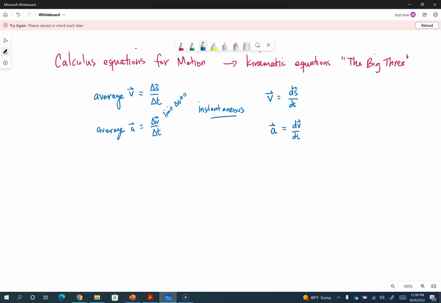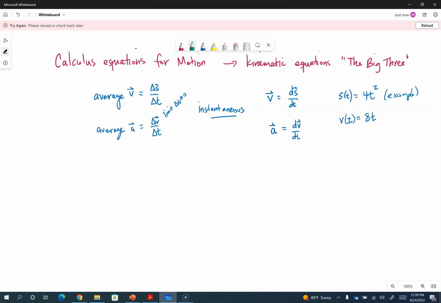Now, of course, to actually take the derivative, we need a function. So we would need a function describing the position as a function of time. So position as a function of time, we would have to have something that depends upon time, like 4t squared or something like that. This is just an example. If that is our position function, taking the derivative, we would end up with 8t. So this would be the equation describing the velocity as a function of time.